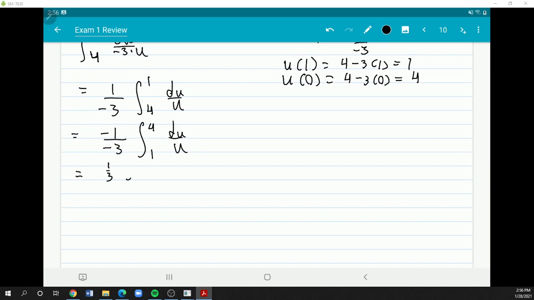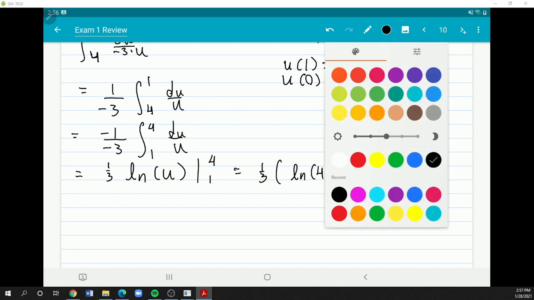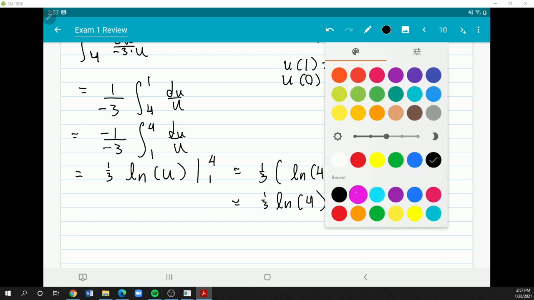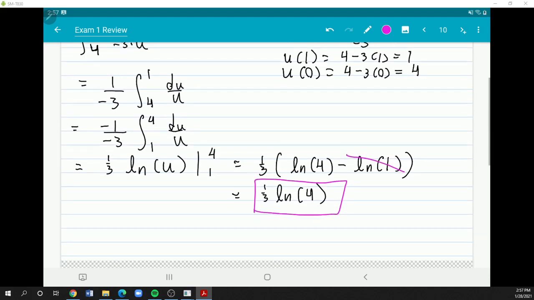So this is 1/3 log of u evaluated from 1 to 4. Since I changed my bounds, I don't go back. So this is 1/3 times log of 4 minus log of 1. All right, seems reasonable enough. Log of 1 is 0, so that goes away. And we're left with our final answer, which is 1/3 natural log of 4. And that is that first integral.